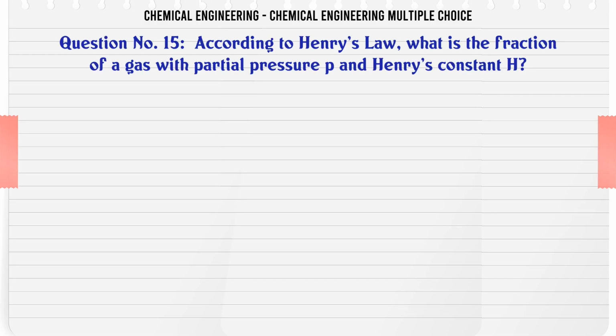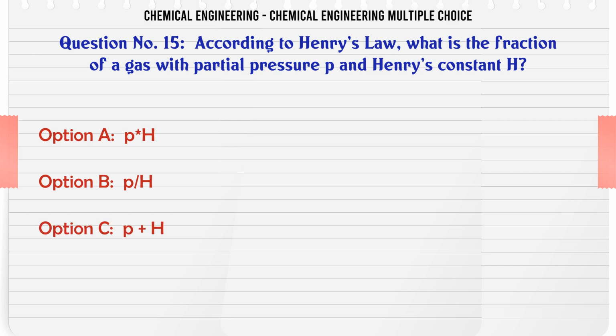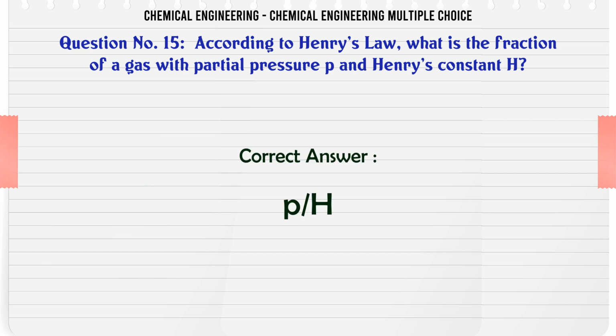According to Henry's law, what is the fraction of a gas with partial pressure P and Henry's constant H? A pH, B pH, C pH, D pH. The correct answer is pH.